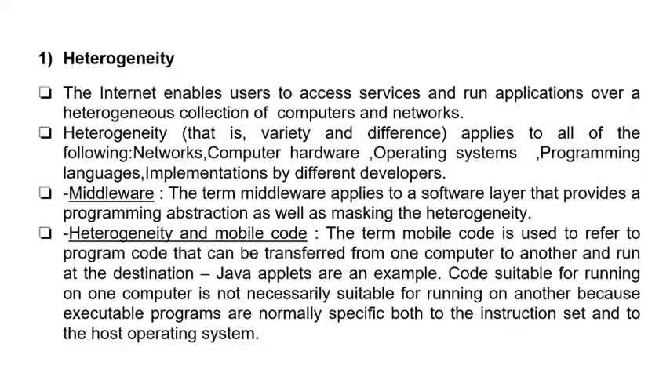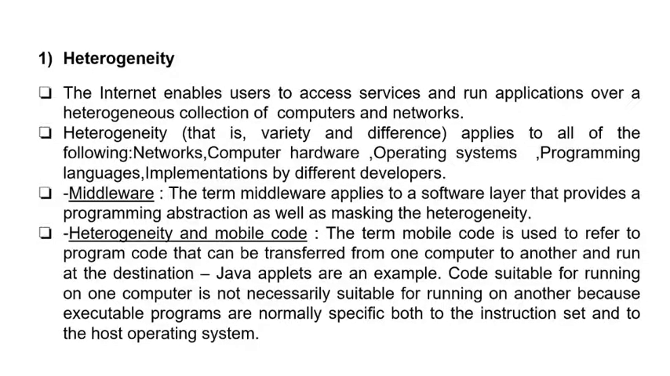While connecting systems, we need to handle this, or overcome the differences. That is why we use middleware. Middleware acts as a translator between two systems. It masks the differences and helps them communicate smoothly. The term middleware applies to a software layer that provides a programming abstraction as well as masking the heterogeneity.